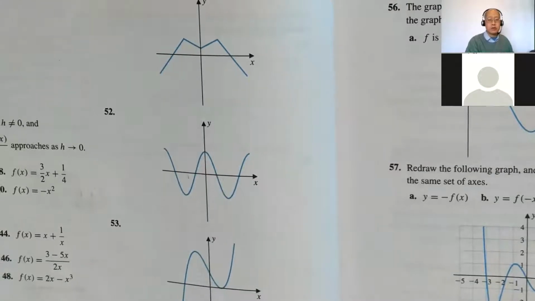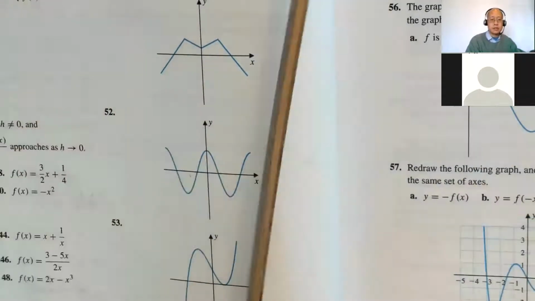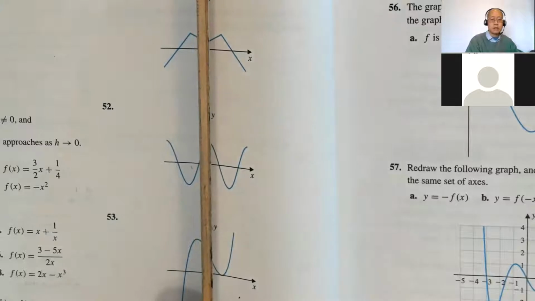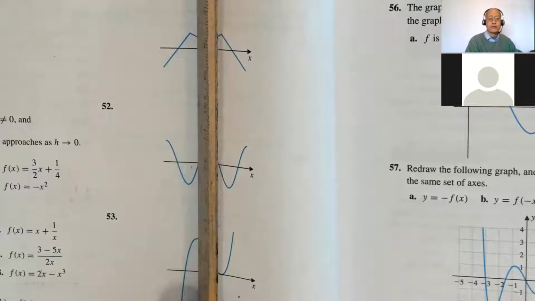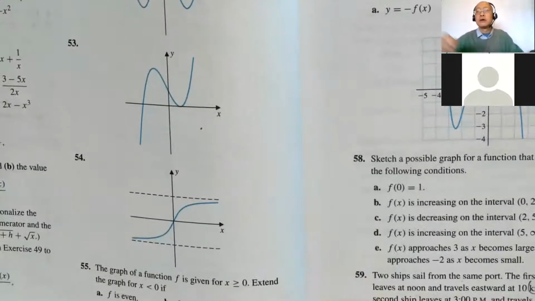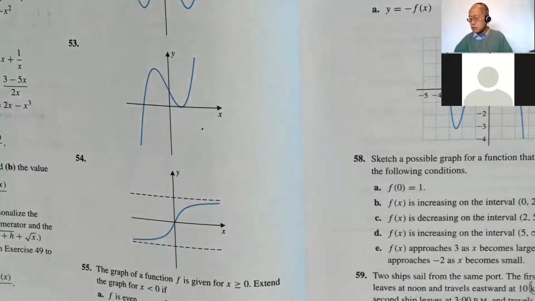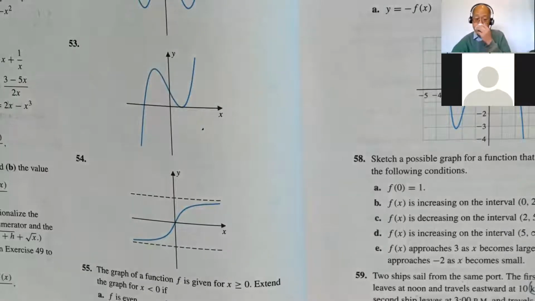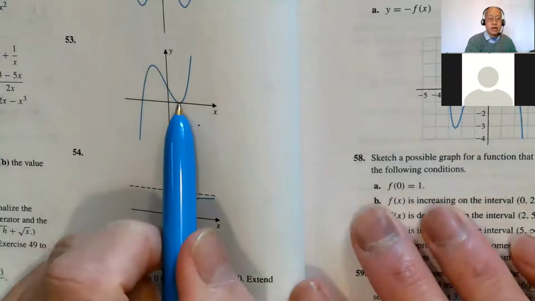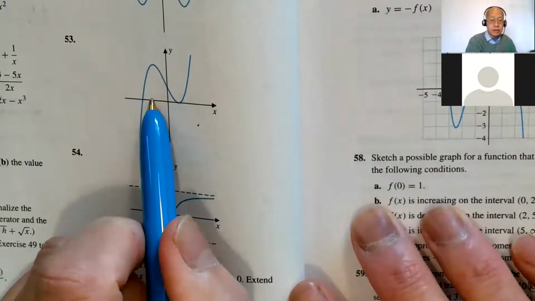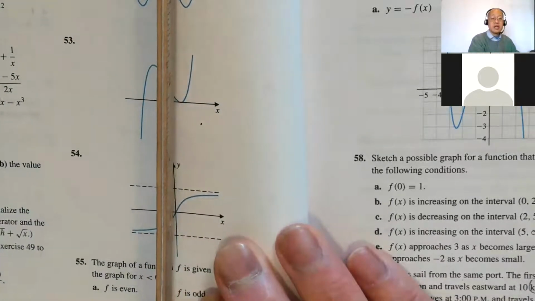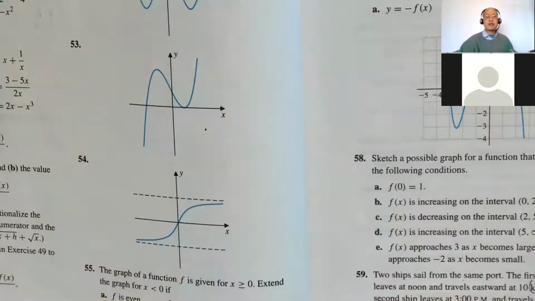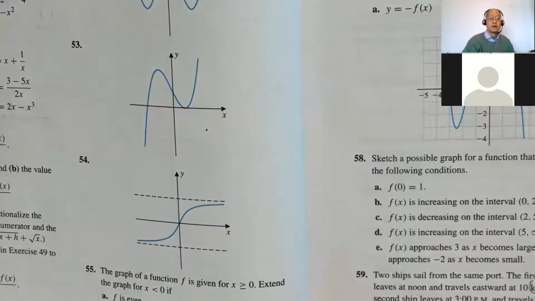How about 52? Let's see. That also looks even. Right? So 52 is also even. 53. Well, do we have symmetry with respect to the origin? If we did, this point would have to have a corresponding point here. It doesn't. And we don't have a symmetry with respect to the y-axis. So 53 is neither. 53 is neither.